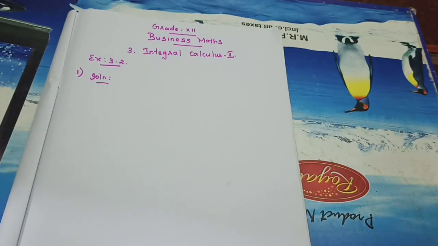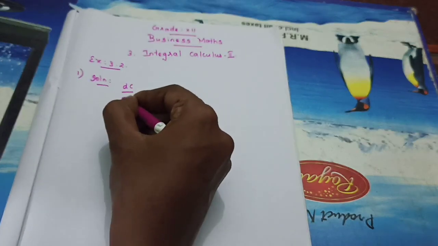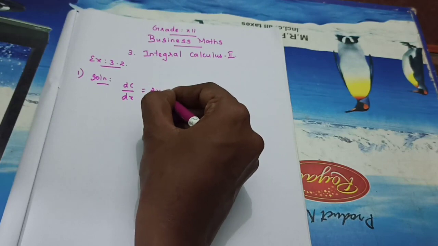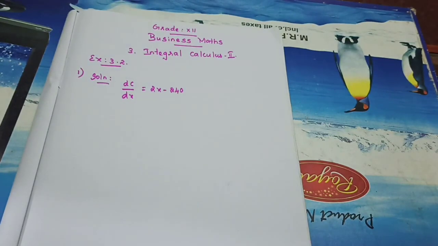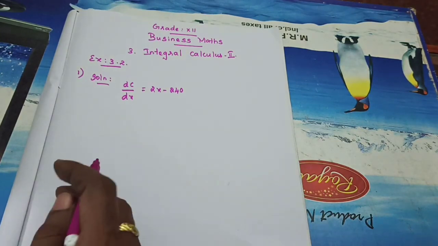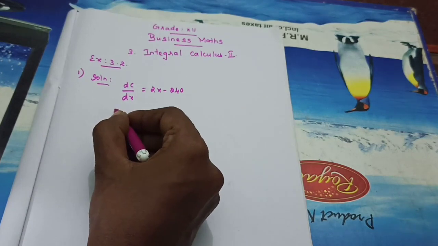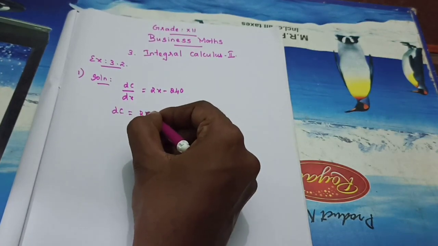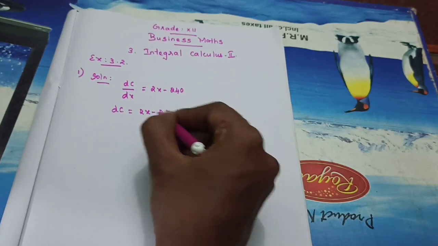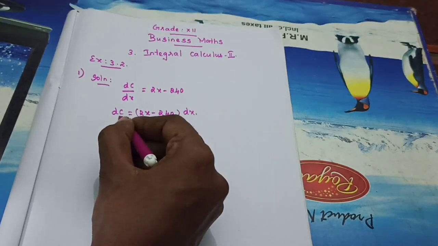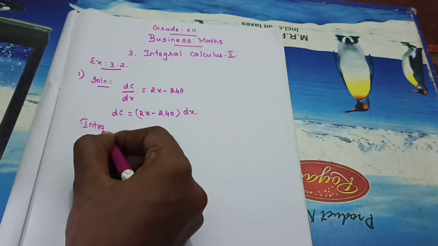The cost is the cost; they are talking about the cost. The operating cost per hour at the rate of is given, so dC by dx is given as 2x minus 240. First you separate: dC here, and dx you can bring to that side. So dC is 2x minus 240 into dx. We need the C value, so we are going to integrate on both sides.